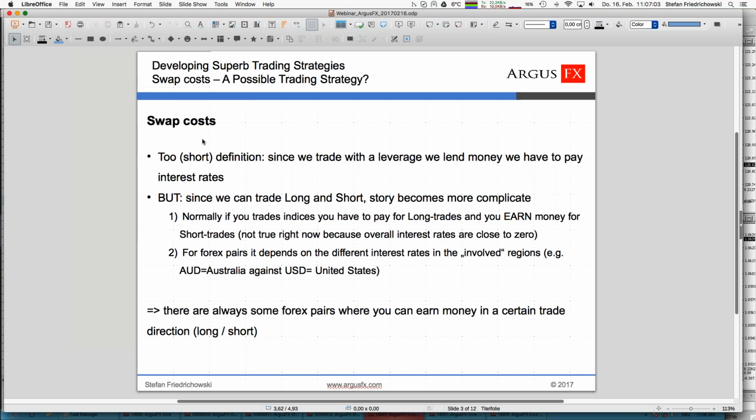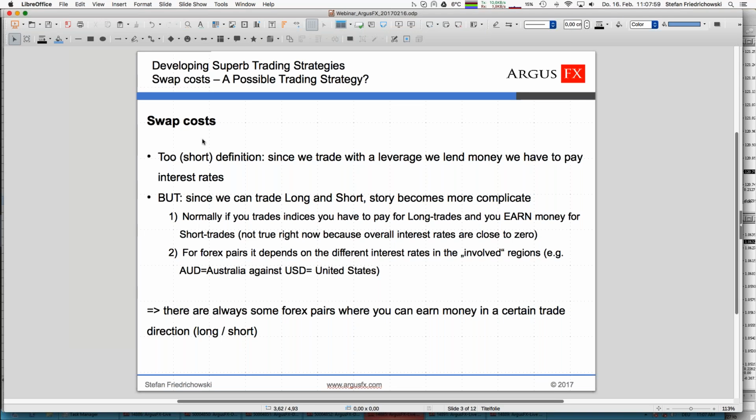But that is a little bit too short a definition, because we do long and short trades, and we can do both, and therefore the story becomes much more complicated. If, for example, you don't think about forex pairs, but about indices or stocks, then there is a normal straightforward thinking. If you go into a long trade for a stock or an index, then normally you have to pay money. But if you enter a short trade on stocks or on indices, then you earn money.